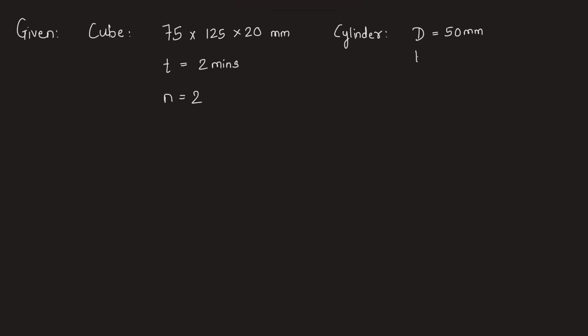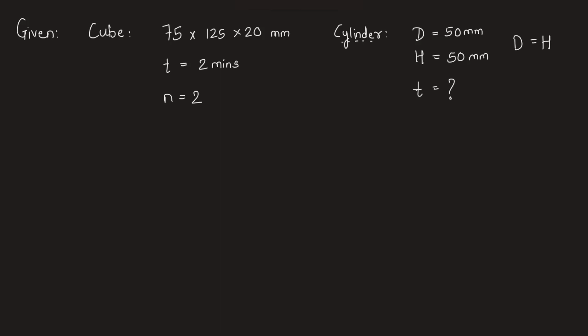The dimensions for the cube are given to be 75 by 125 by 20 mm. Solidification time for the cube is given as 2 minutes. Chvorinov's index is given as 2. For the cylinder, the diameter is 50 mm and height is 50 mm. So we can see that D is equal to H, and we need to find the solidification time if the casting is cylindrical.